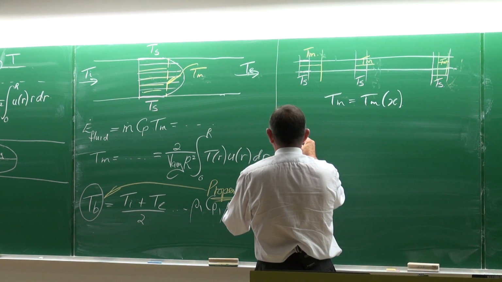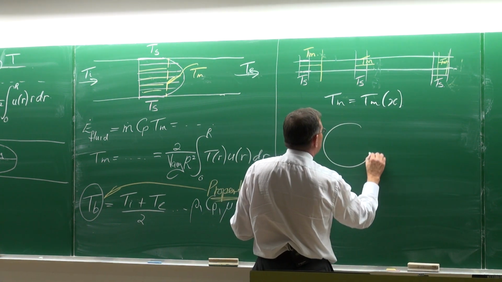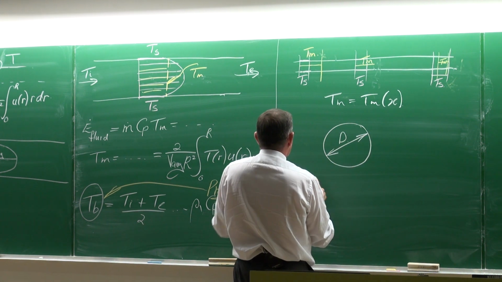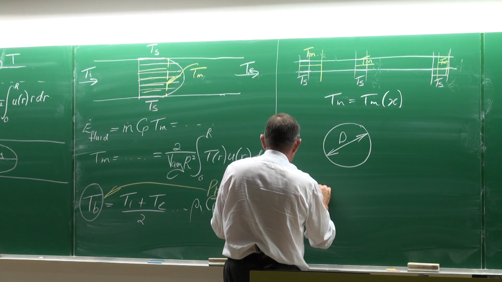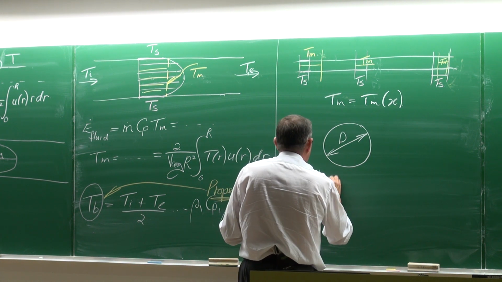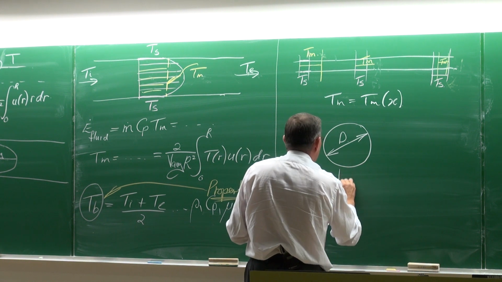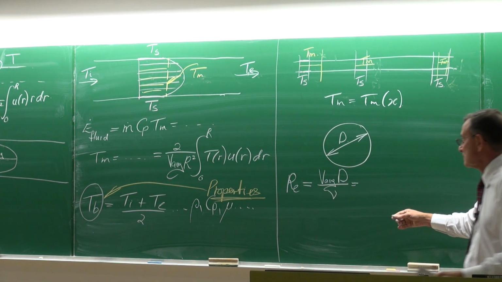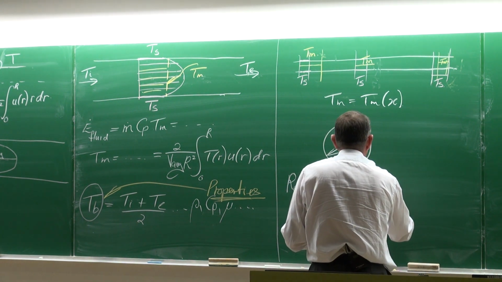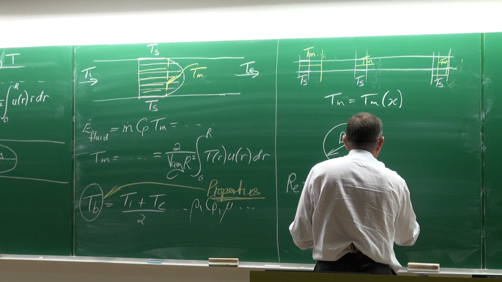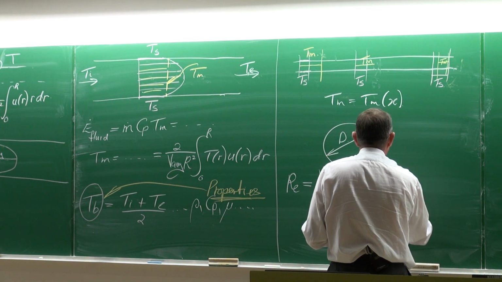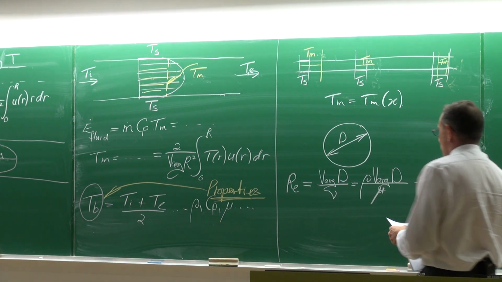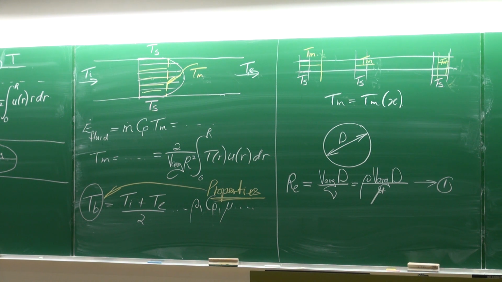Let's look at the Reynolds number, and specifically for a circular tube. That is the circular tube, and we would like to determine the Reynolds number. It is equal to the average velocity multiplied by the diameter divided by the kinematic viscosity. You can write it in this format, or in the format of rho multiplied by the average velocity multiplied by the diameter divided by the viscosity. Let's call that equation 1. I'm going to use it just now.